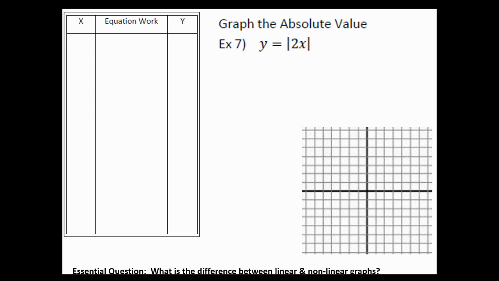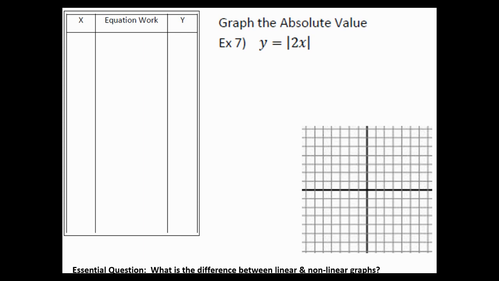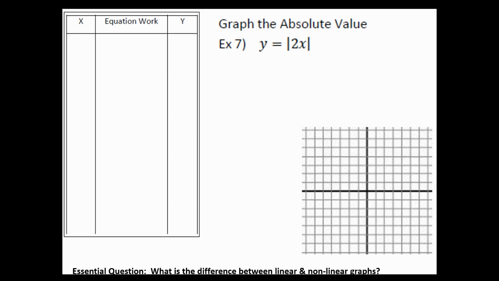Okay, so this is example 7. This is examples for what we asked, you can see it at the bottom of the screen. What's the difference between linear and nonlinear graphs? So this is absolute value graphs. You should be very familiar with this from Algebra 2. So this is a nonlinear graph.